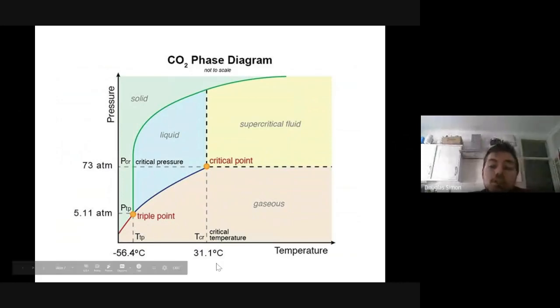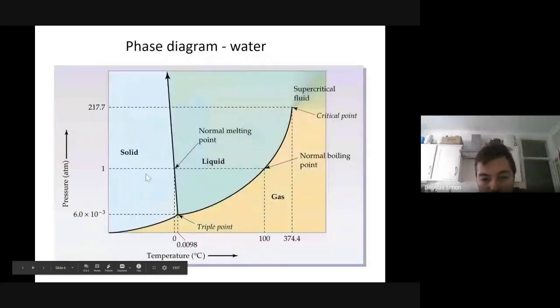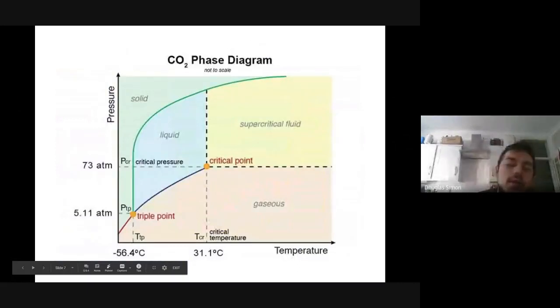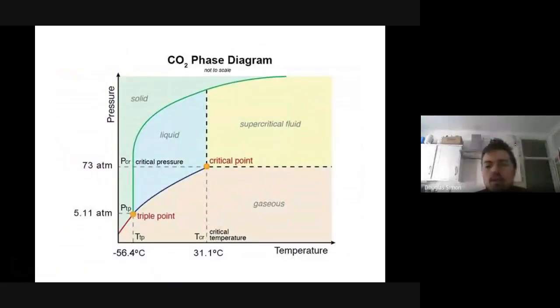So it shows you a very nice contrast to water, because water obviously doesn't do this at our pressure. If you decrease the pressure a huge amount, then it will do this. It will sublimate, as most substances will, but not at our pressure.